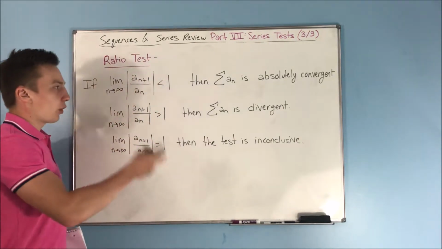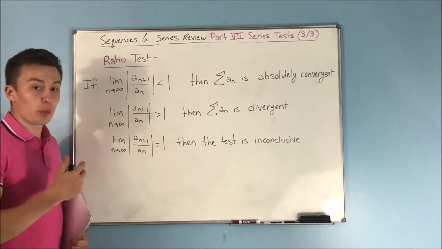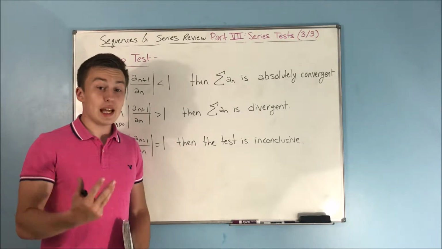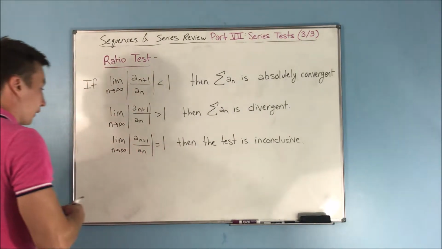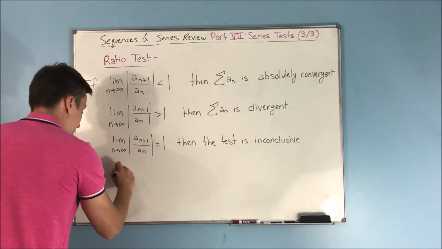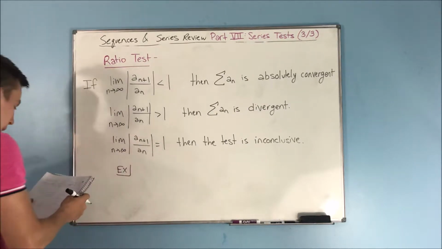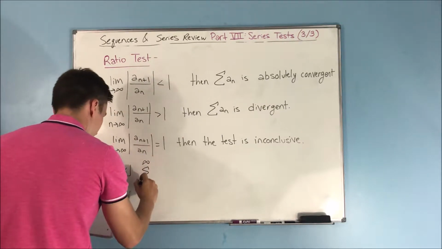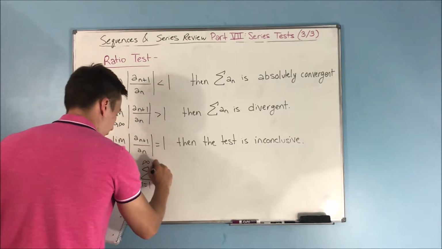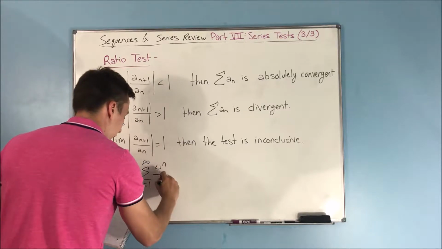Now, there are some more things to say on this before we do a quick example. If you see a factorial in your series, like in the example that we're about to do here, I might as well just write it down. For the example here, what did I have? We have the sum from n equals 1 to infinity of 4 to the n over n factorial.